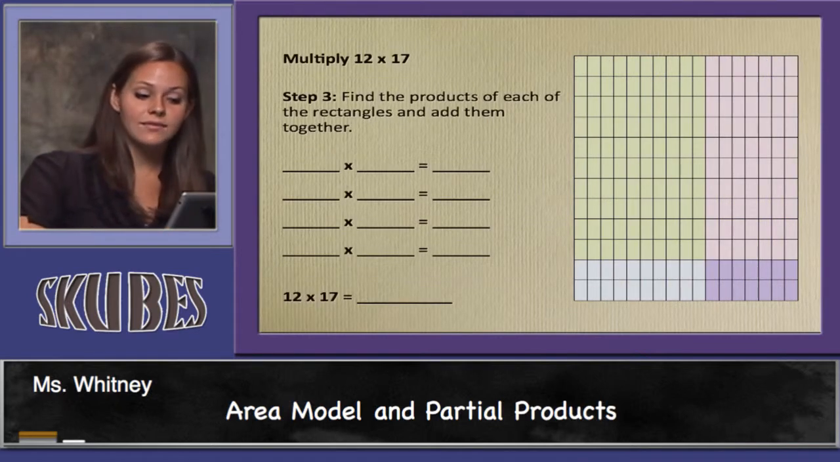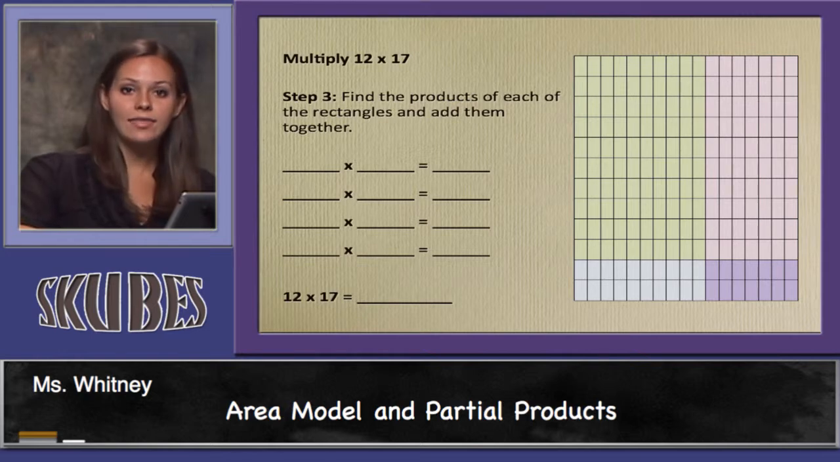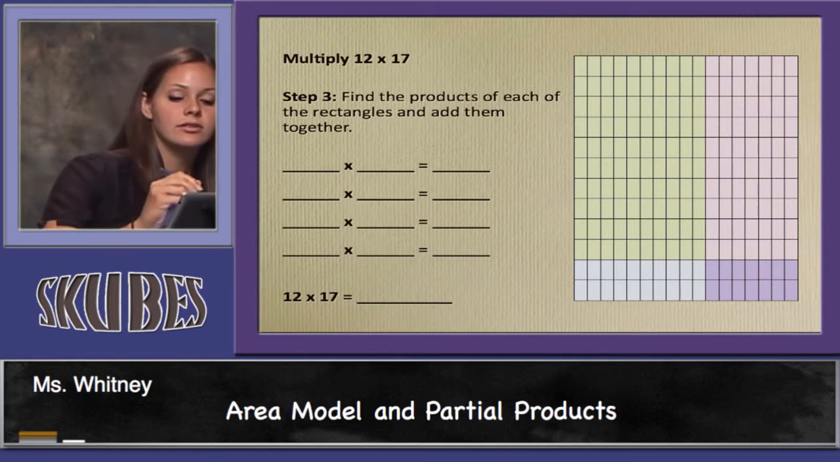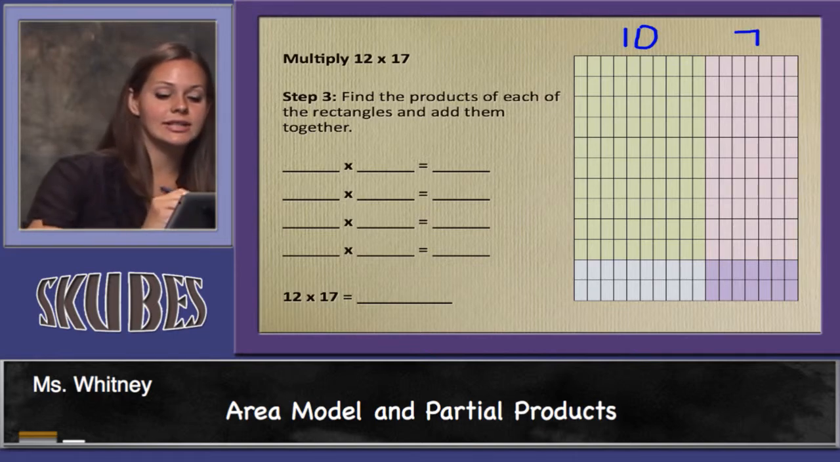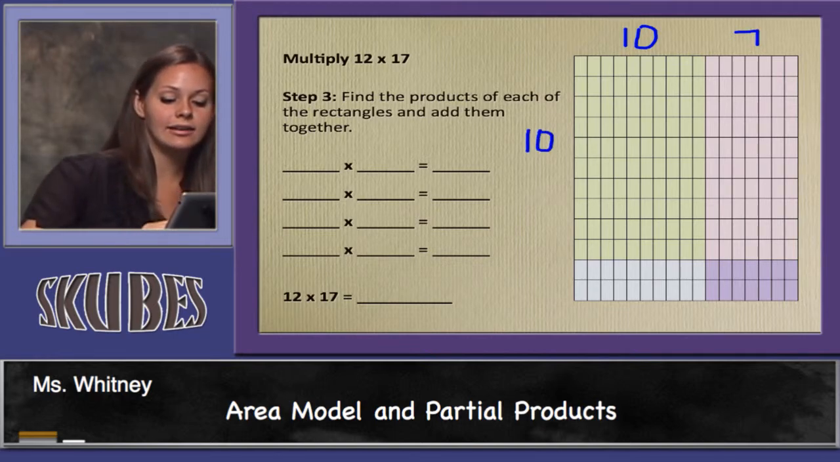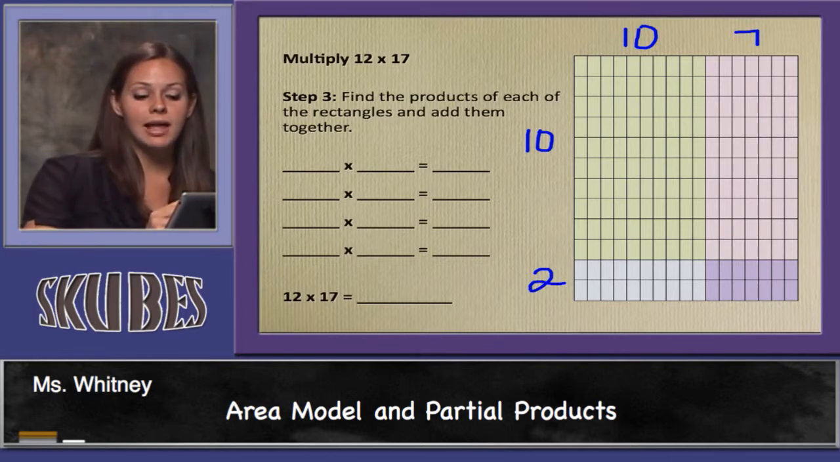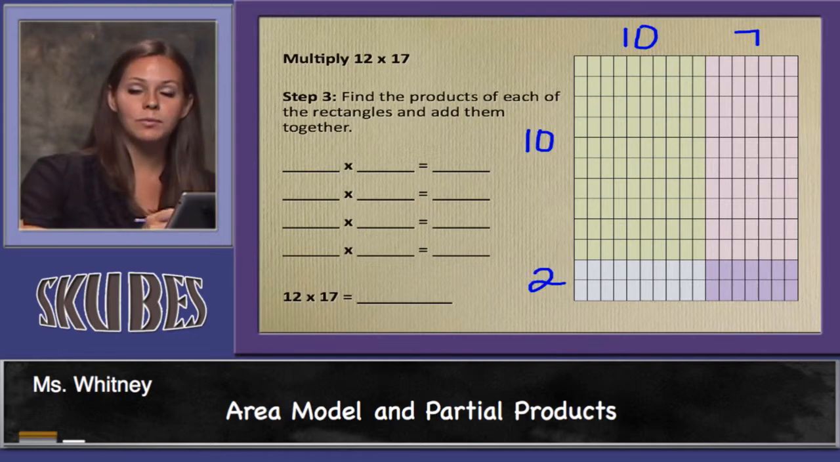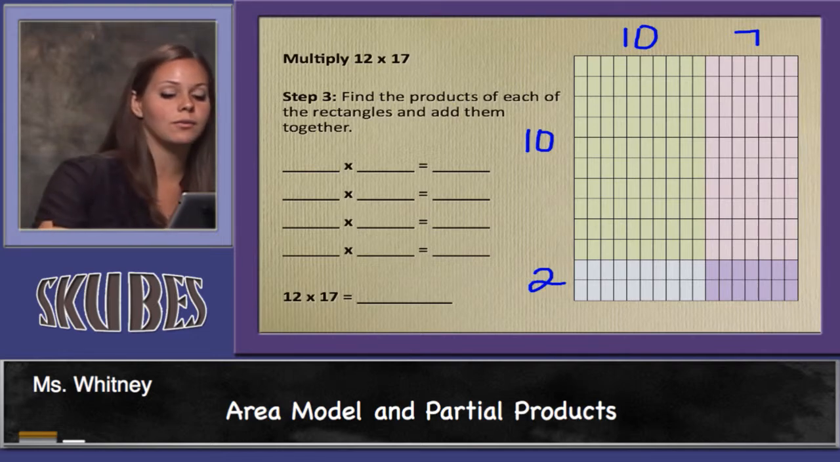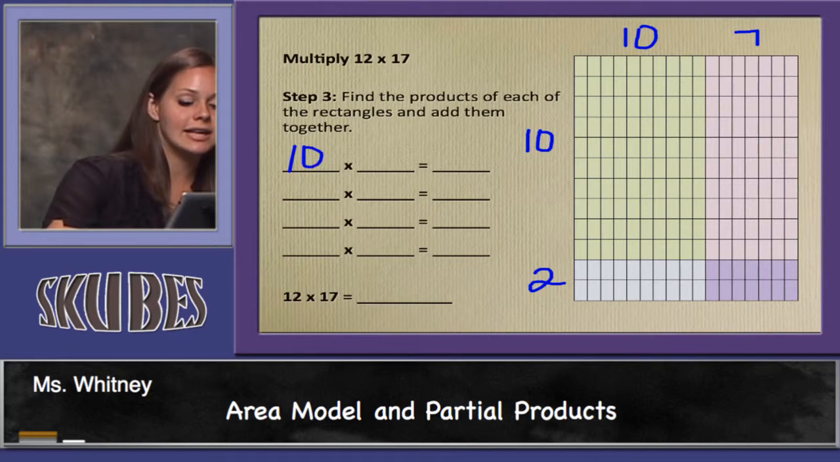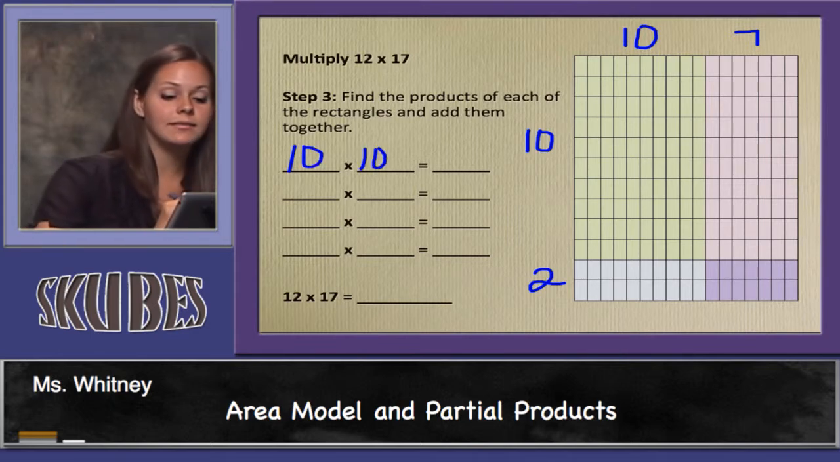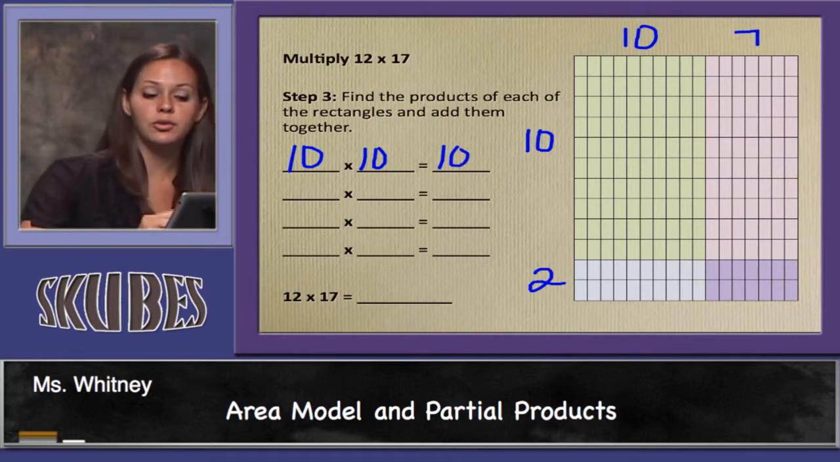Now let's find the products of each of the rectangles and add them together. So we had 10 and 7 to make 17, and we had 10 and 2 to make 12. We know when we multiply the base times the height, we can find the product of that rectangle. So first we'll multiply 10 times 10, which gives us the product of the green rectangle, which is 100.